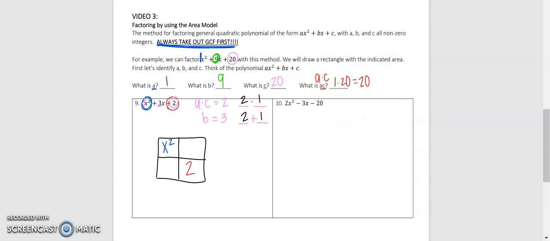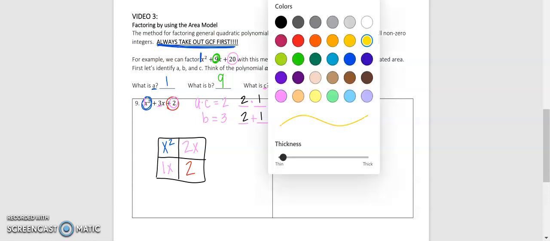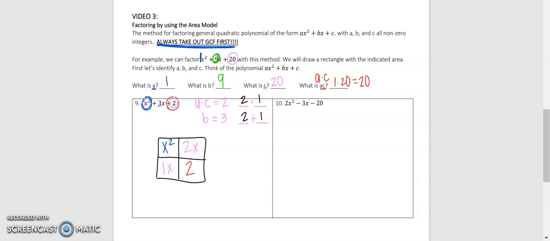Having those numbers, we're going to put one of them with an x in one corner, 2x, and then the other one, I'm going to do 1x just so we can have that as an example. It doesn't matter which one went where, as long as you put them in those two spaces. Now the last thing we are going to do is factor out a GCF for the columns and the rows.